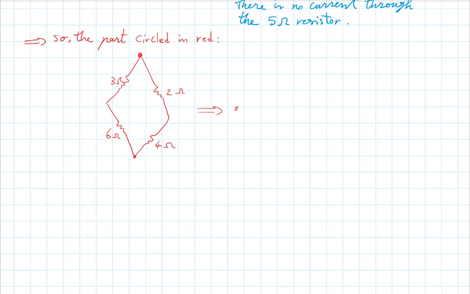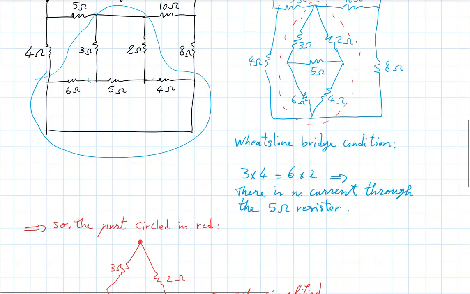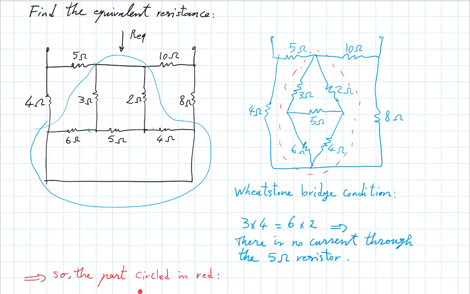Which gets simplified. So once you do this, imagine you have replaced the entire part that's circled in red with one resistor, the equivalent of those. Then what do you have for the whole big circuit? That's another Wheatstone bridge, right? And you see that the Wheatstone condition is met again. 5 times 8 equals 10 times 4.